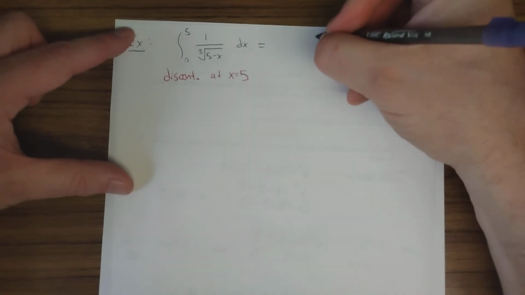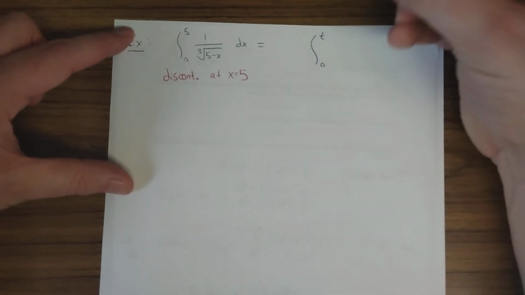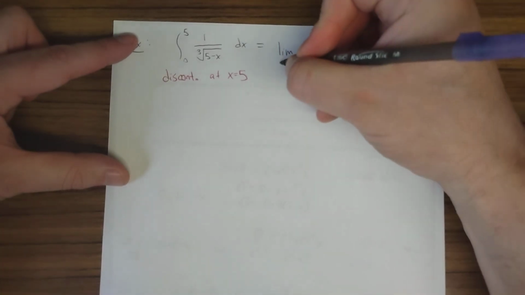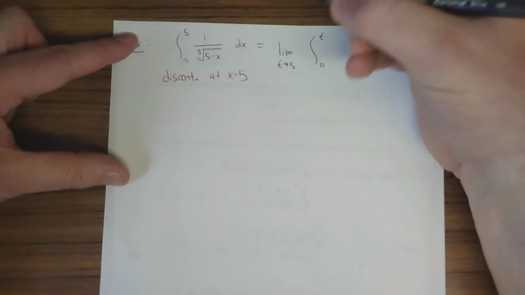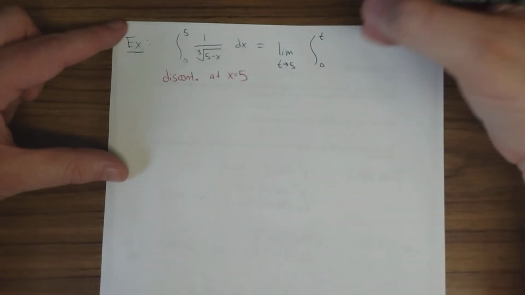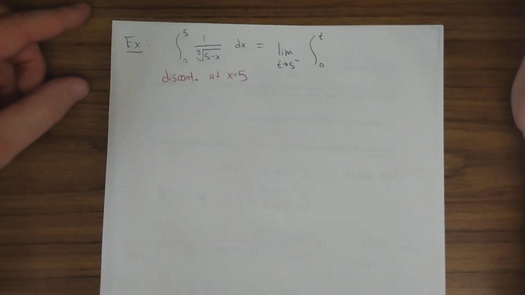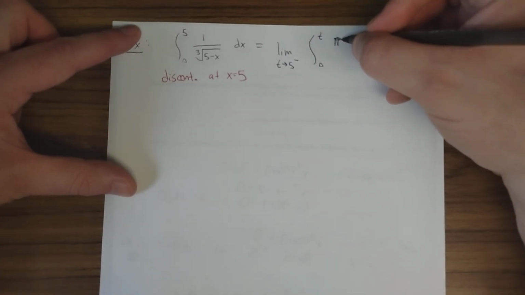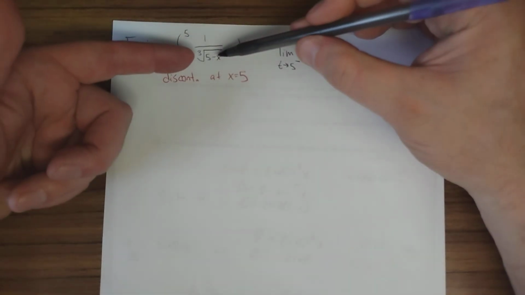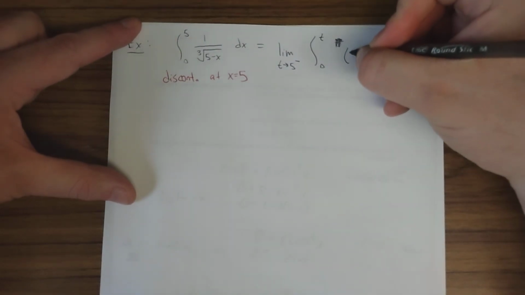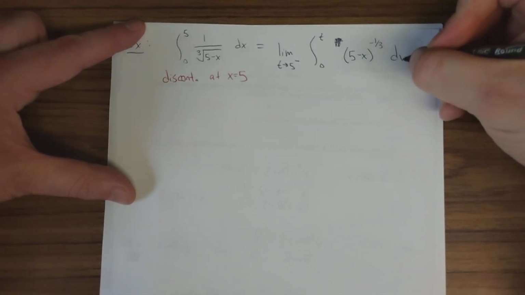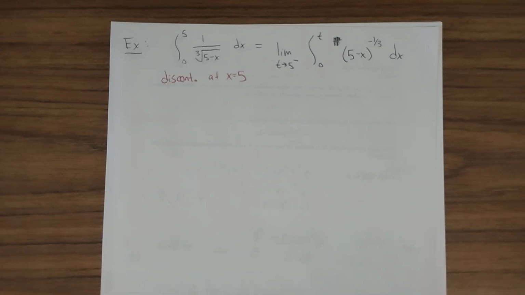So I should do the integral, replace a 5 with a t, and do the limit as t goes to 5. And I'm going to stay inside my interval, meaning I'm going to go to 5 from the left. While I'm doing stuff, let me call this 5 minus x to the negative 1/3.